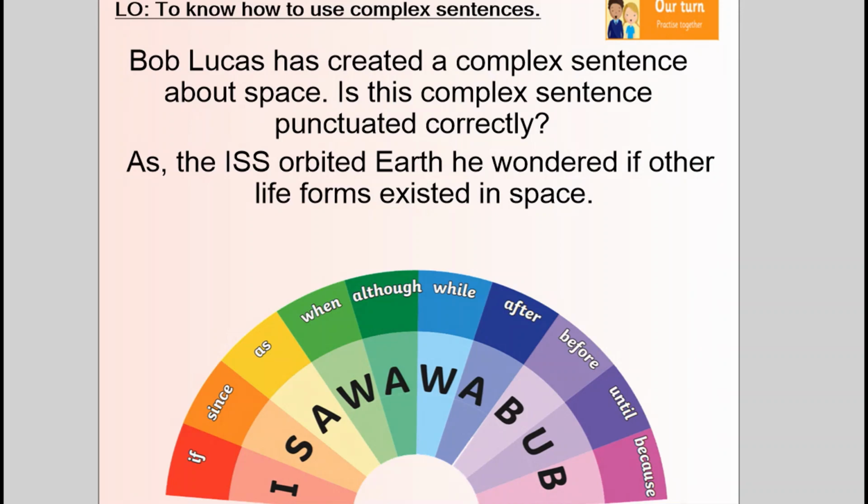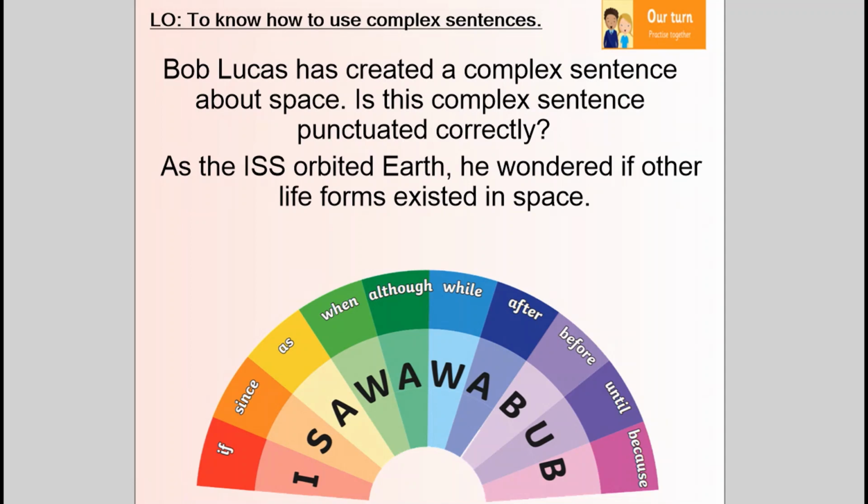Now, hopefully you've had some time to think about that question for me, and this is what it should look like. It should be, as the ISS orbited Earth, he wondered if other life forms existed in space. Now, it should be a comma after the clause, not the conjunction. Remember that for me when we're looking at this next piece.